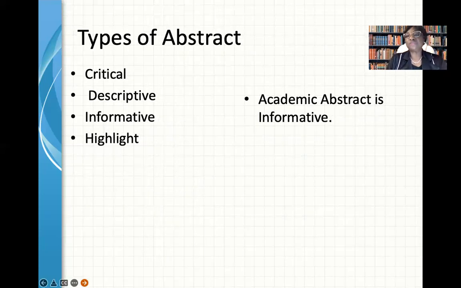Now, how many types of abstract do we have? We have critical abstract. We have descriptive abstract. We have informative abstract. We have an abstract that highlights certain things. And we have academic abstract. So an academic abstract is informative. You must never forget it. If you're writing an academic abstract, it is informative. That means you must highlight cogent, critical information in your abstracts.